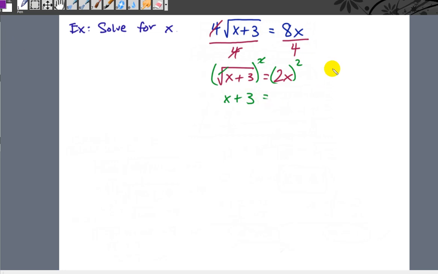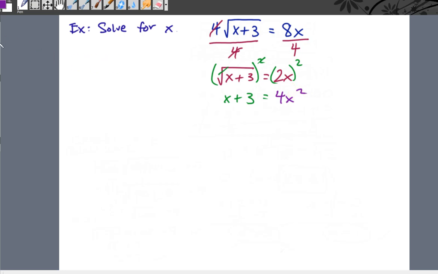and this is where I can see some of you also making a mistake. Some of you might just put 2x squared. Remember, this is 2x times 2x. So 2x times 2x in this case is going to be 4x squared.